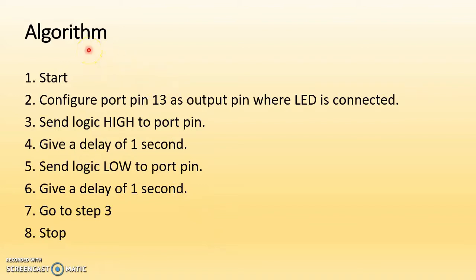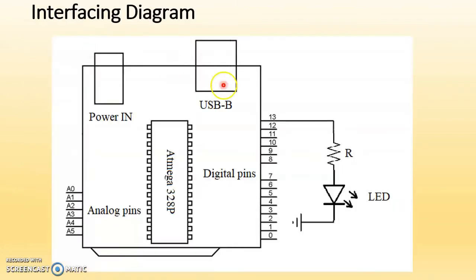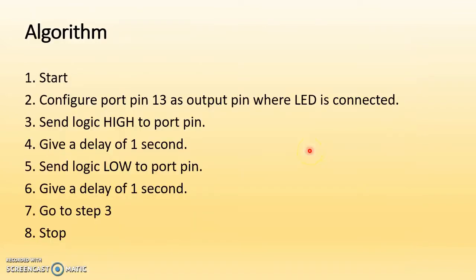While programming for blinking this LED, there is an algorithm. Start, then configure port pin 13 as an output pin where the LED is connected. We have to set port pin 13 as an output port. Then send logic high to this port pin. As we know, when we send a logic high, it will supply plus 5 volt at its pin.